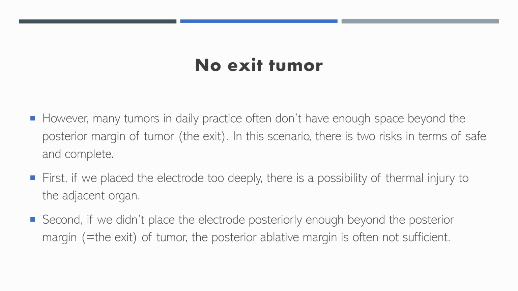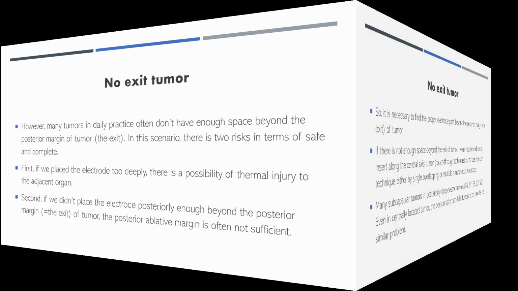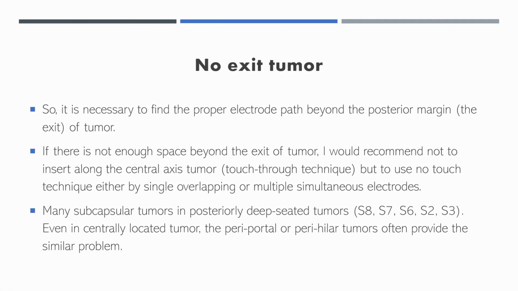In this scenario, there are two risks in terms of safe and complete ablation. First, if we place the electrode too deeply, there is a possibility of thermal injury to the adjacent organ. Second, if we don't place the electrode posteriorly enough beyond the posterior margin of the tumor, posterior ablative margin is often insufficient. So it is necessary to find the proper electrode path beyond the posterior margin of tumor.